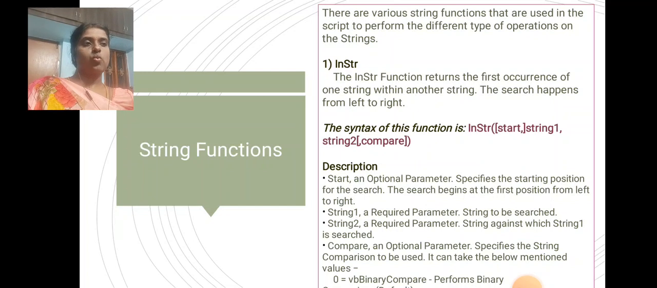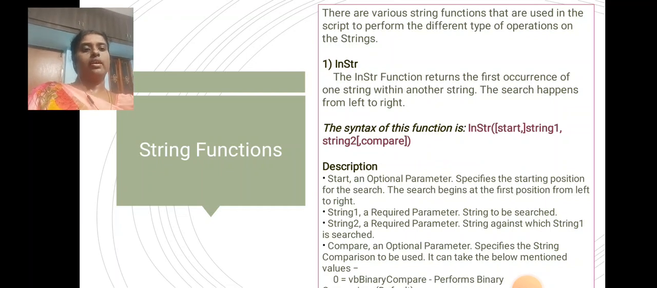Next one is string1. String1 is a variable in which you are going to perform the search. String2 is the value, the pattern you are going to search for in string1. Compare can take two values, either 0 or 1.